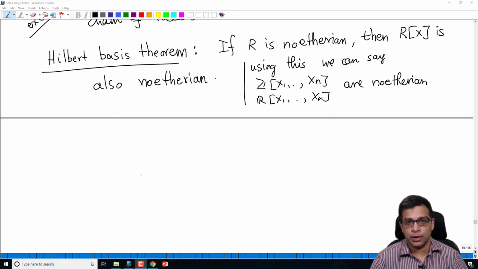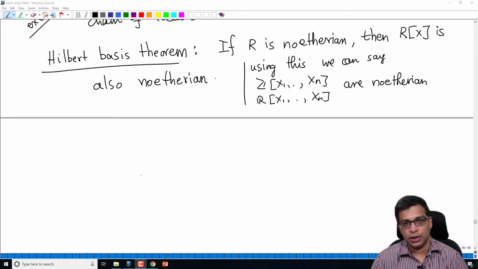Let's continue now. In the last two videos, we have looked at Noetherian rings. These are rings where every ideal is finitely generated, or alternatively, rings where every ascending chain of ideals stabilizes. We looked at various examples of Noetherian rings that we know: integers, polynomial rings over fields in one variable, even a polynomial ring in one variable over the integers.